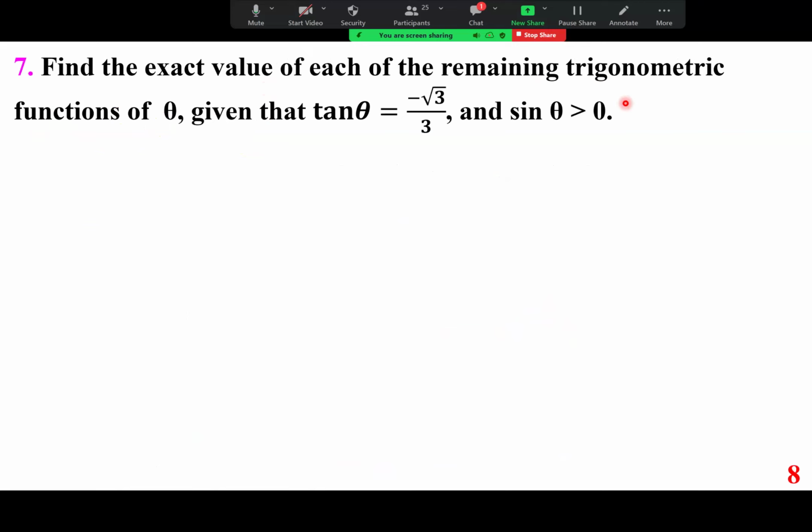Find the exact value of each of the remaining trigonometric functions of theta, given that tangent is minus square root of 3 over 3.